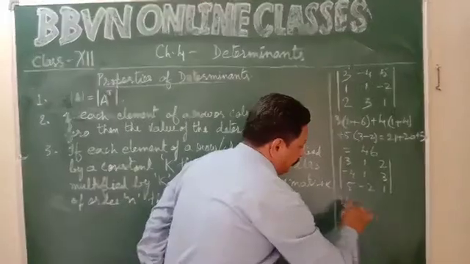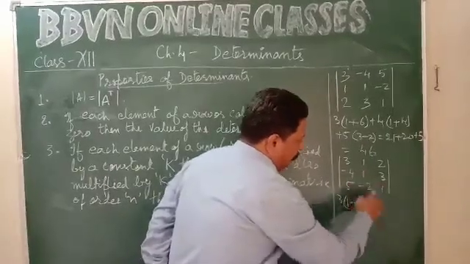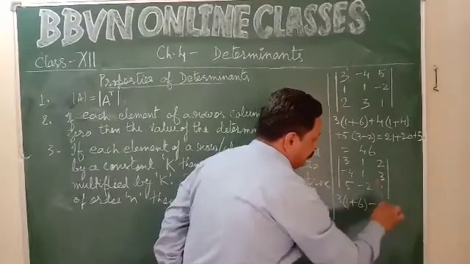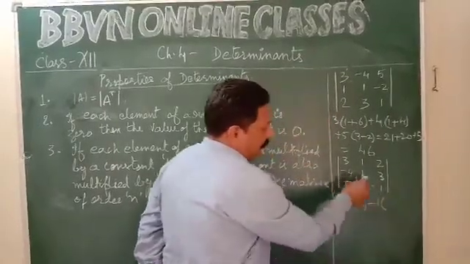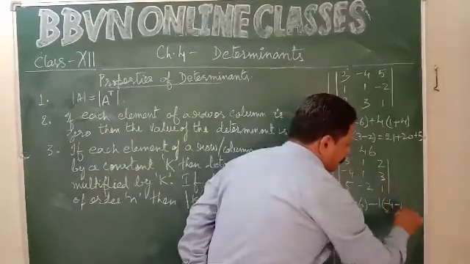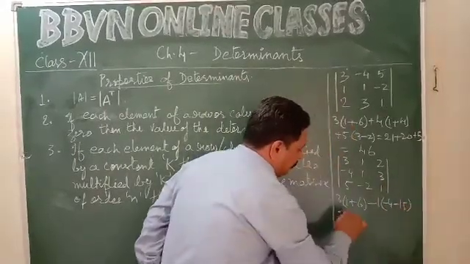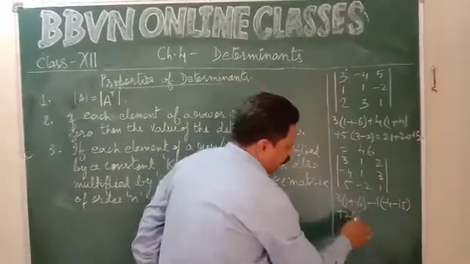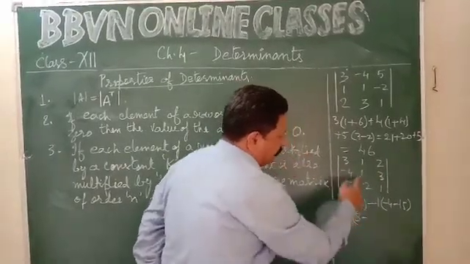Now 3 into 1 minus 6 becomes plus 6. Next element will be negative. Minus 1 into minus 4 minus 15. Next plus 2 into, leave that row and column, 8 minus 5.